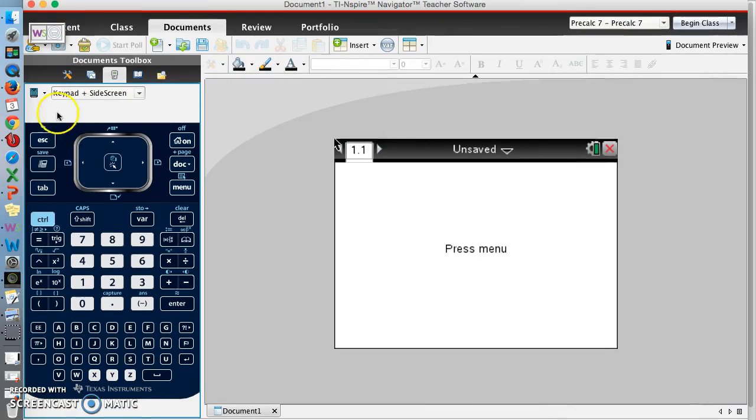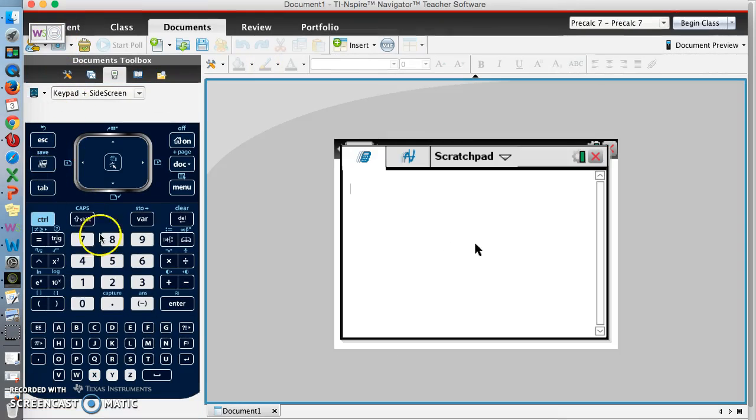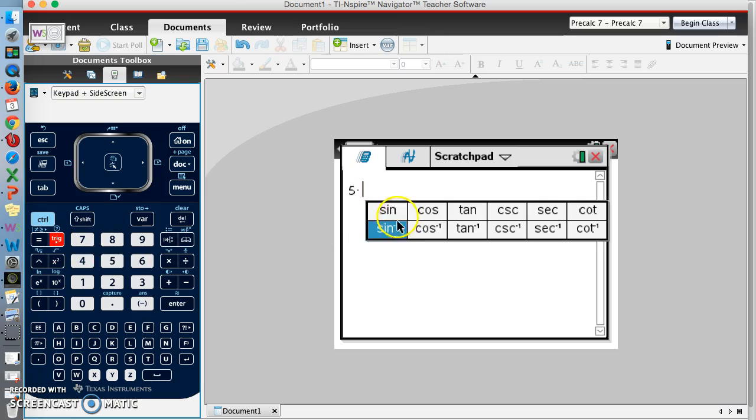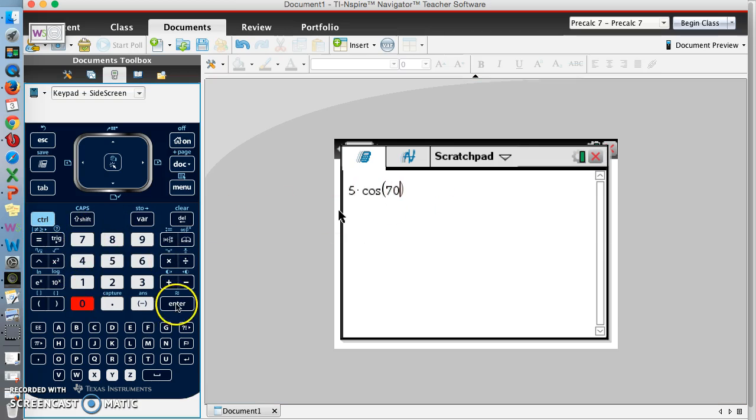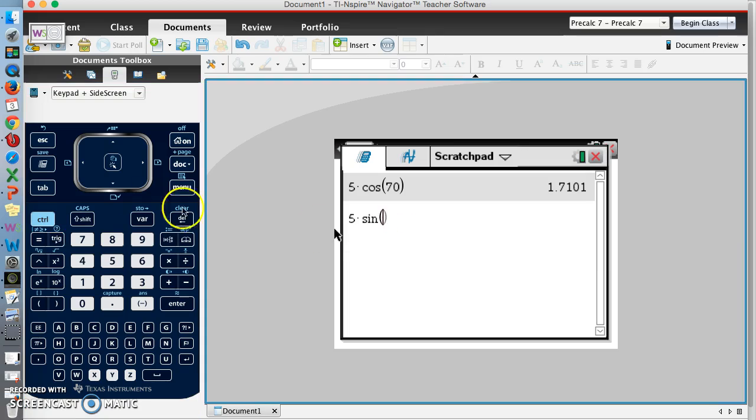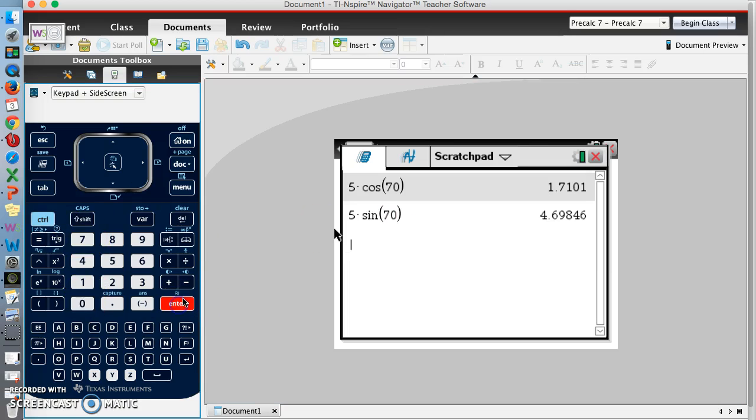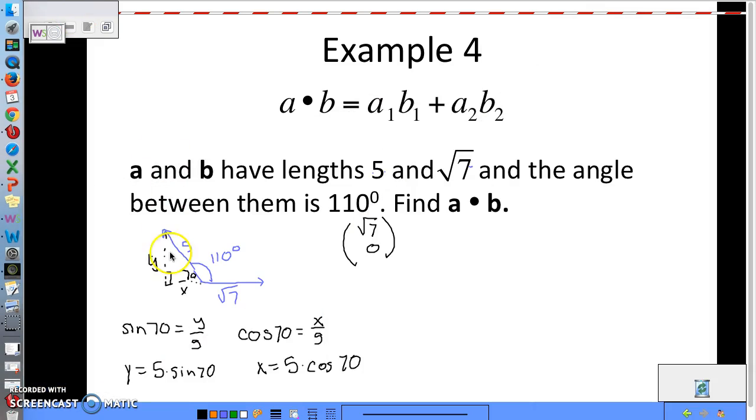All right, so 5 times cosine of 70, 5 times sine of 70, 4.7 and 1.7. So 4.7 and 1.7. And since this is going backwards, I'll make it a negative here. So we have -1.7 and 4.7. Those are our component forms there.